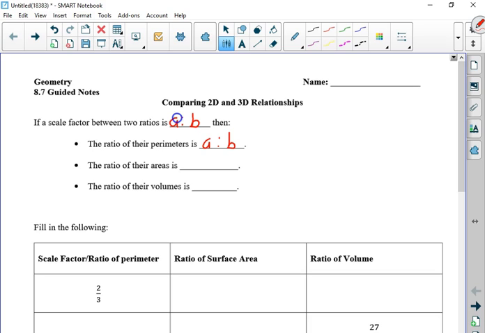The ratio of their areas is A squared to B squared. And the ratio of their volumes is A cubed to B cubed. So let's see how this plays out.